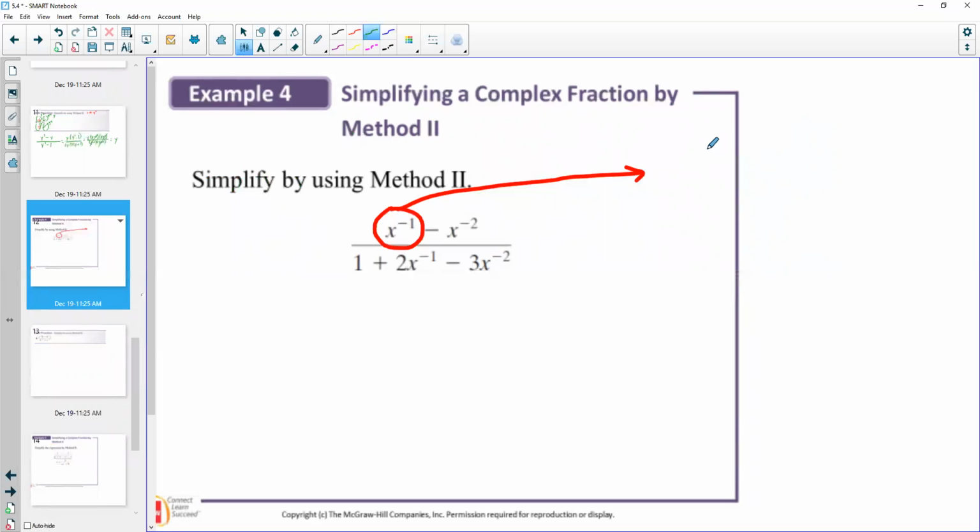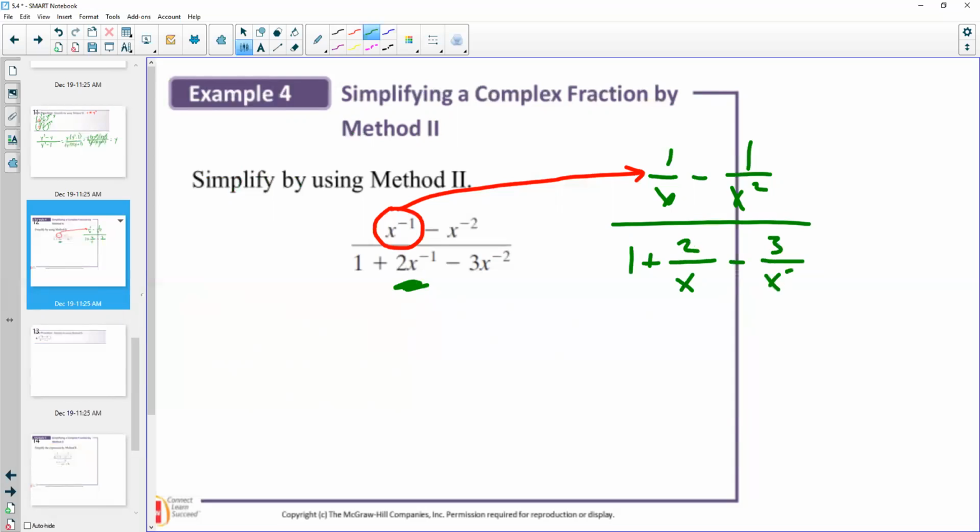Okay, so really this is just a messed up way for them to write a fraction. I don't know why they do it like this in this book, but they do. So really this is just this minus this. Okay, on the bottom, it's really just 1 plus. Now notice here, the exponent is with the x. So the 2 stays in the numerator. 2 over x minus 3 over x squared.